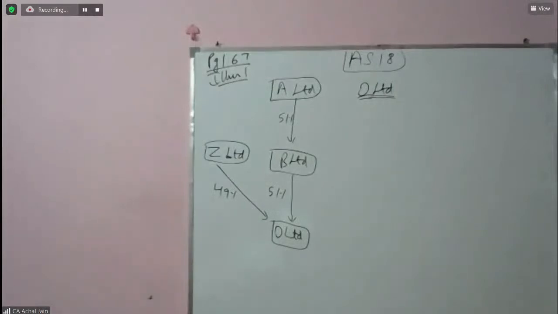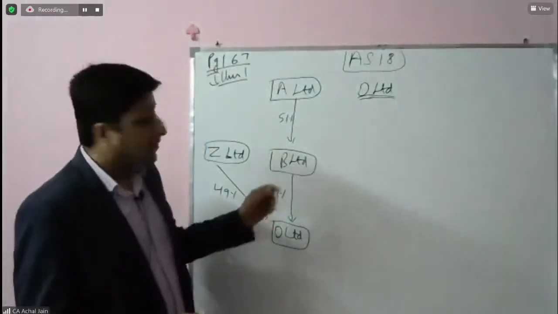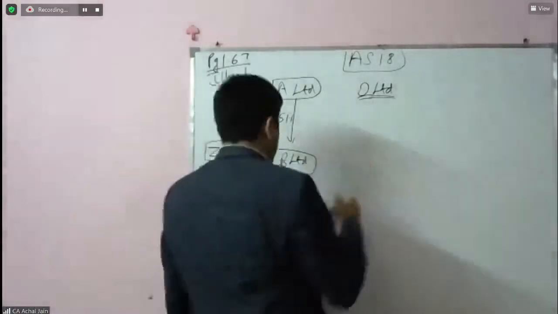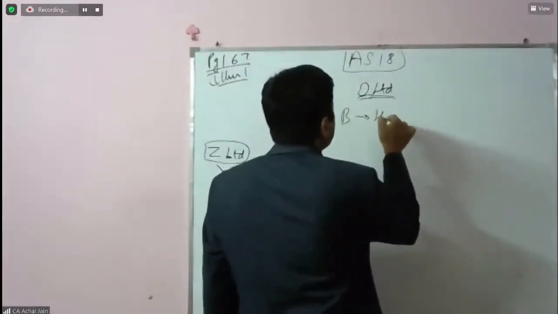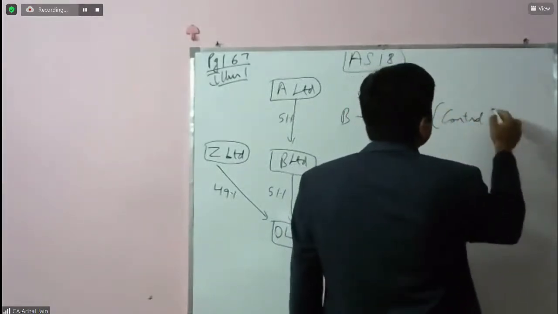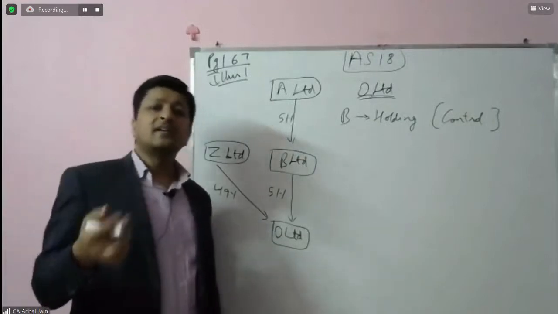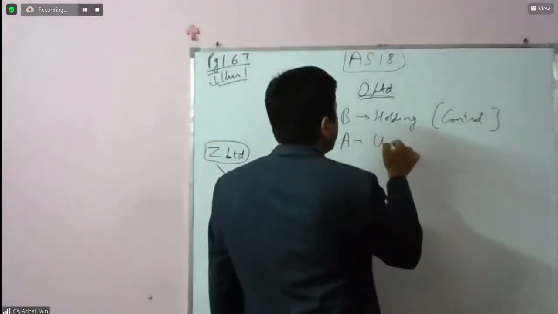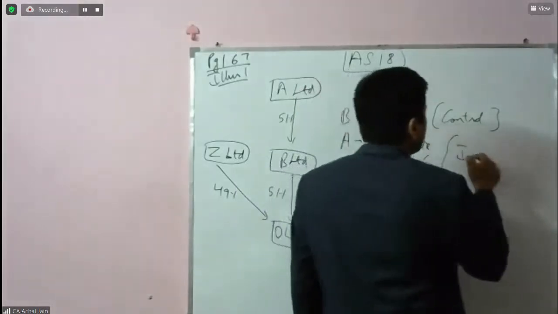I think for O, it is quite simple. Yes or no? So for O, okay, great. So Priyanka has answered this. Priyanka is saying, first of all, it's B, then Z, then A. Okay. So if you look at O, O is controlled by B. So B becomes its holding company, because there is control. Then if you look at A, A is also having indirect control over O. So that's why A becomes its ultimate holding company, having indirect control.